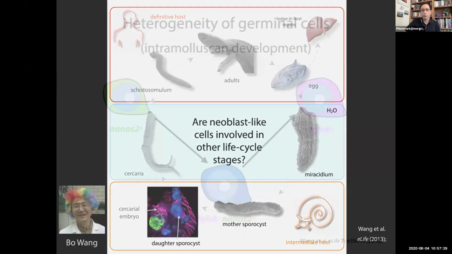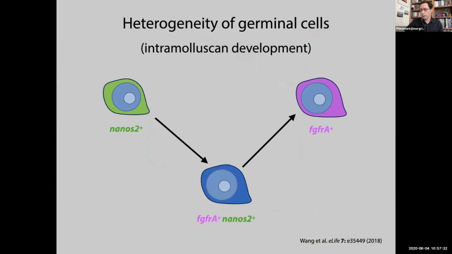Now, Bo's work showed that this population of stem cells was heterogeneous. He went on to do single cell sequencing, and what he found was that there was a population of cells that expressed the two genes that I told you about in the adult stem cells, this nanos gene, nanos2, as well as this FGF receptor. He found a separate population that expressed only nanos and not the FGF receptor. And he found a third population that expressed the FGF receptor and not nanos. Okay, and so we wondered what these cells were doing in the rest of the life cycle.